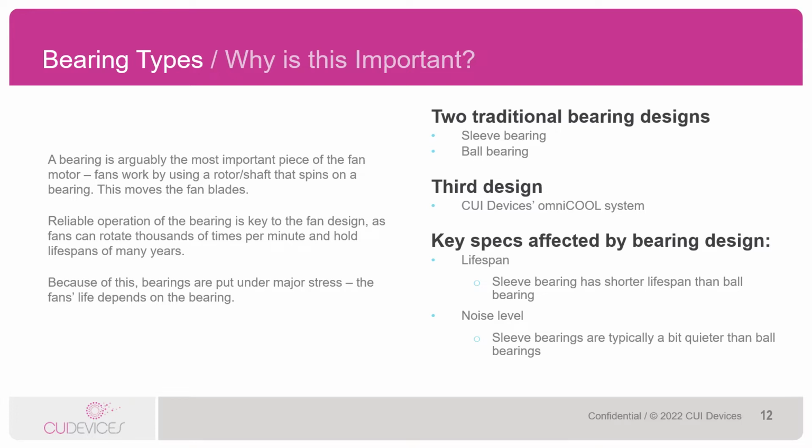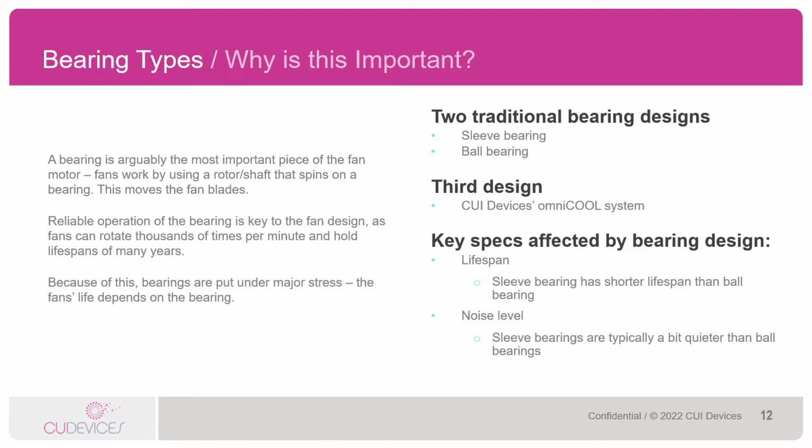There are two traditional bearing designs when it comes to fans and blowers, the sleeve bearing and the ball bearing, which we'll go into more detail in the coming slides. But there is another type of bearing design that helps bridge the gap between sleeve and ball bearings, CUI Devices' innovative omniCOOL system, which we'll also talk more about in the coming slides.